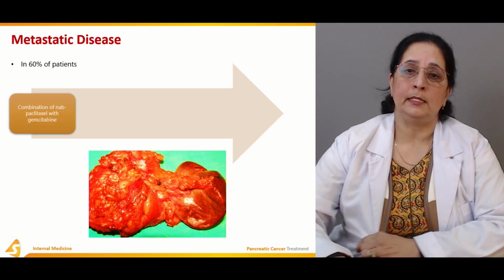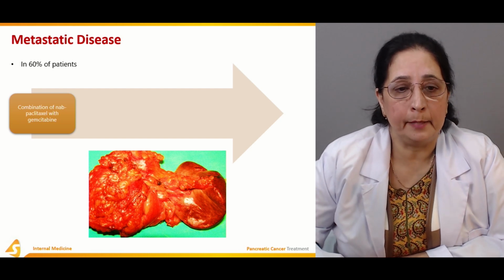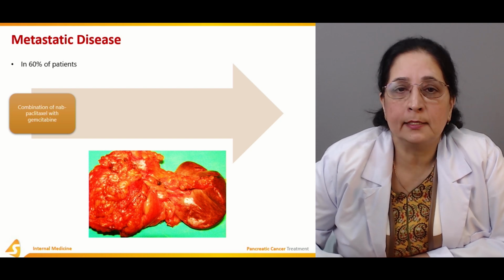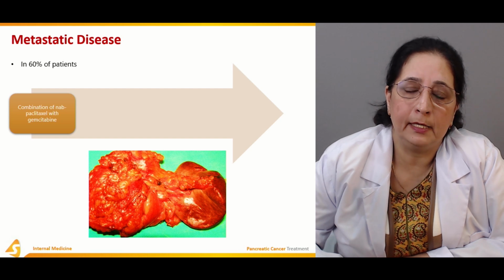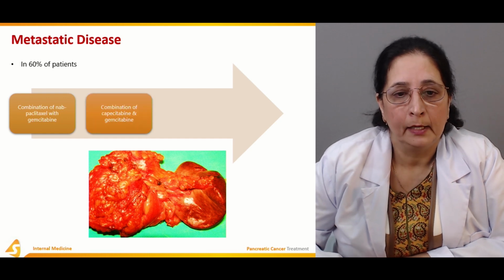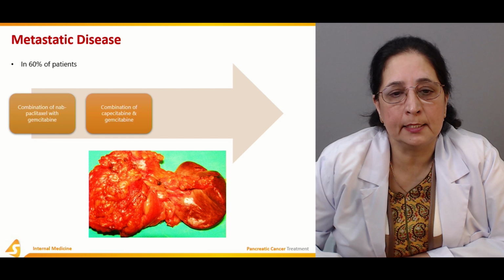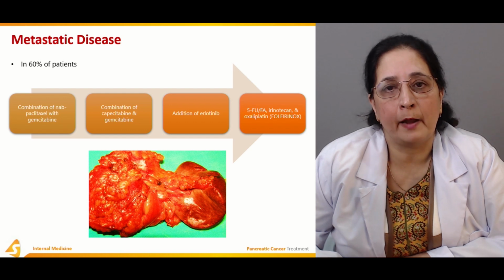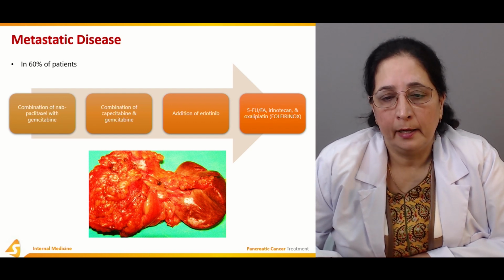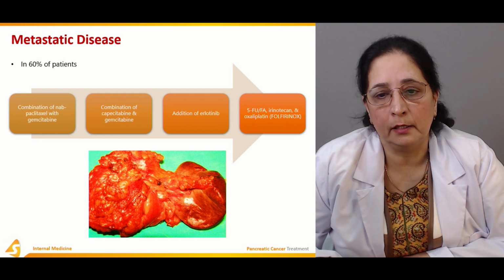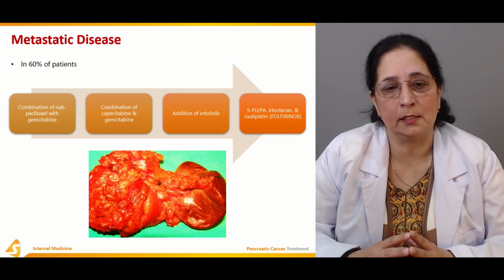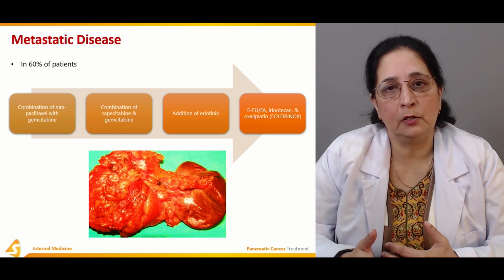In that case, with distant metastasis, the treatment should be with a combination of paclitaxel with gemcitabine. That's the combination treatment for metastatic disease. Then there is the combination of capecitabine and gemcitabine, addition of erlotinib, and 5-fluorouracil, folinic acid, irinotecan and oxaliplatin. These are the treatment options for the metastatic disease, which is in 60% of the cases.